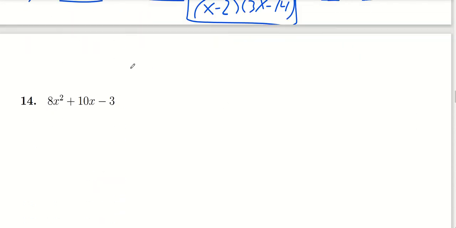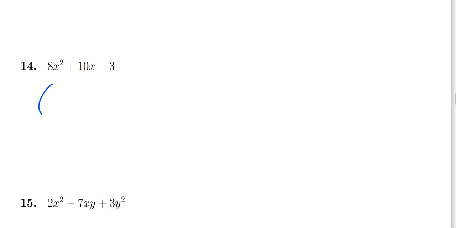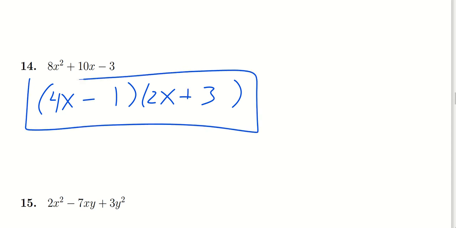That's pretty much how you would do these next few. I'm not going to do it with the AC method. I'm just going to go ahead and do it as is. But if you're looking for this next one, it would be a 4x and a 2x, a 3 and a 1, and you would have a plus 3 and a minus 1 should be the factorization for this one. 8x squared, you'll get a positive 12x here, minus 2x will give the positive 10x, and the negative 1 times a positive 3 gives negative 3.